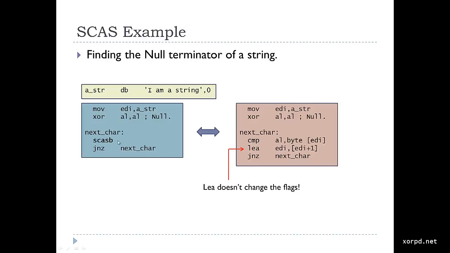This is exactly what happens here. SCASB actually first compares AL with the byte pointed by EDI, and then it increases EDI. But you have to remember that the effect on the flags only comes from the comparison.